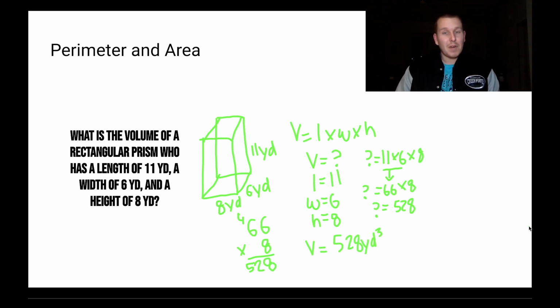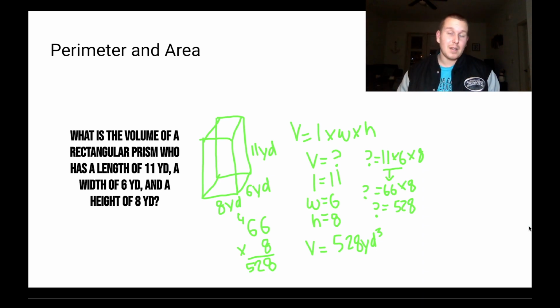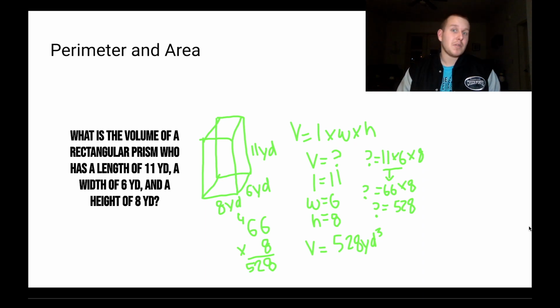So finding volume isn't really too hard. It's a lot like finding the perimeter or finding the area where we're multiplying. We're just adding that third dimension in to get that final part, okay?